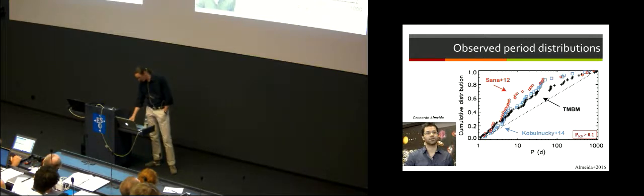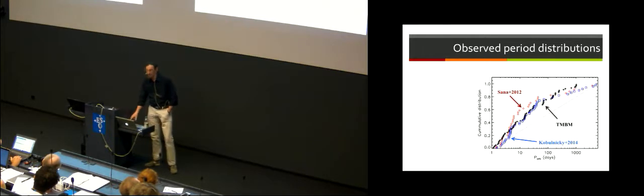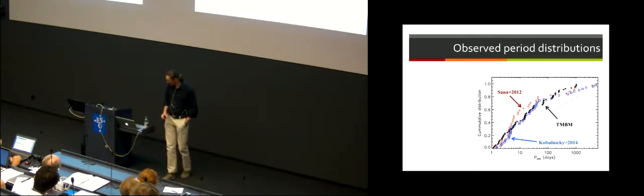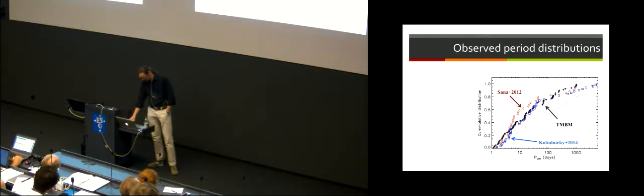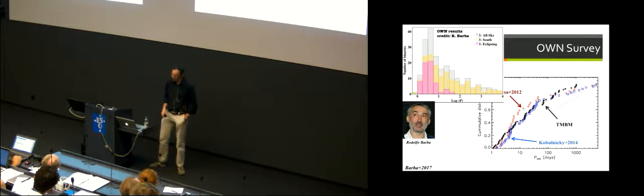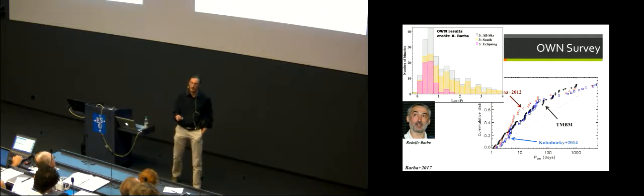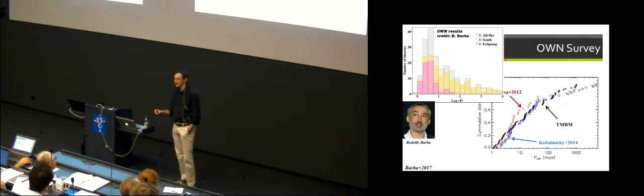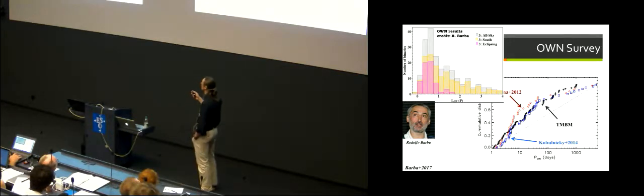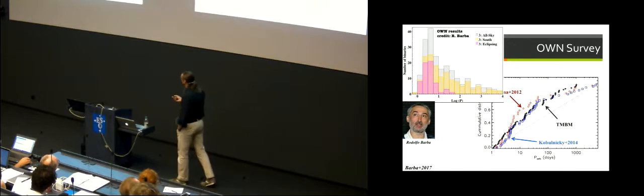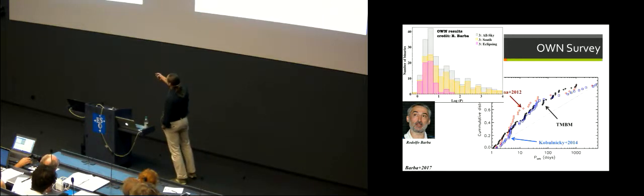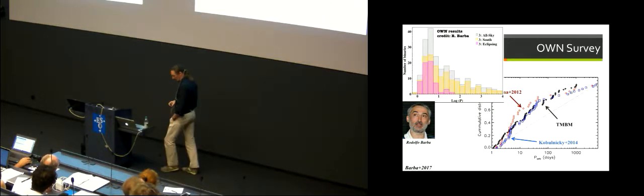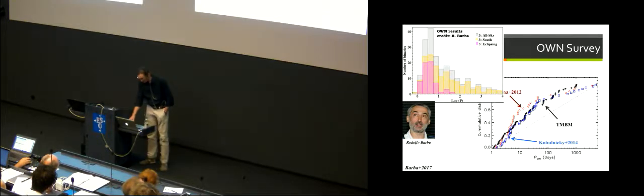So that was the state of the art up to 6 months ago, but at a conference in New Zealand, Rodolfo Barba and his team presented the results of the OWN survey, the O-stars and WN stars survey in the galaxy. They've been trying to monitor about 250 of those objects, and that is the period histogram that they obtained. Rodolfo has been kind enough to send me that histogram, and I could build a cumulative distribution. That's what I'm going to show now.